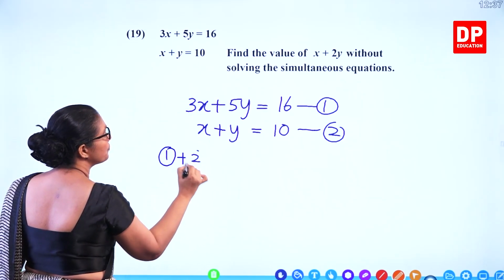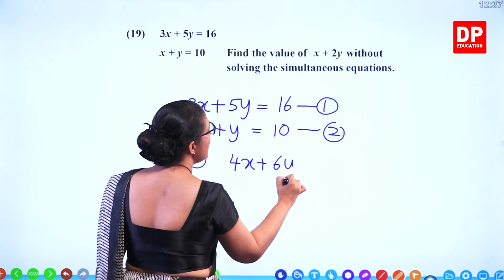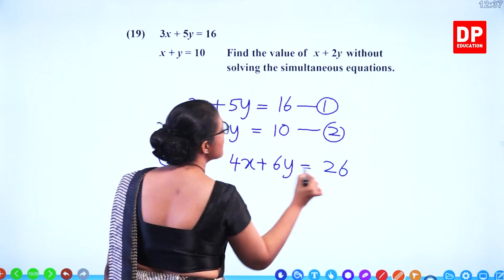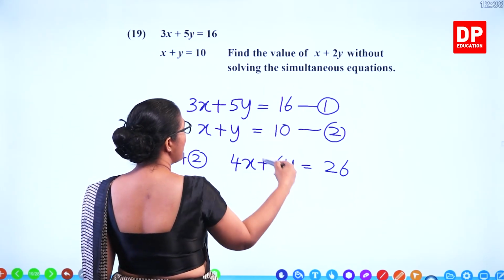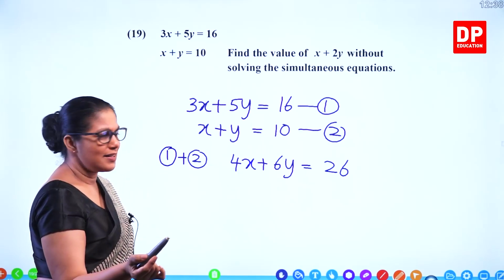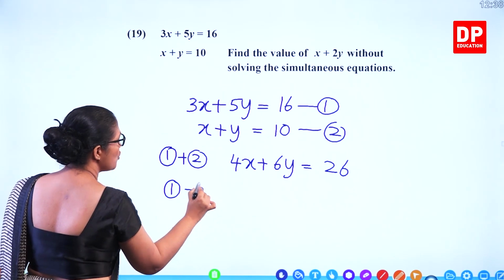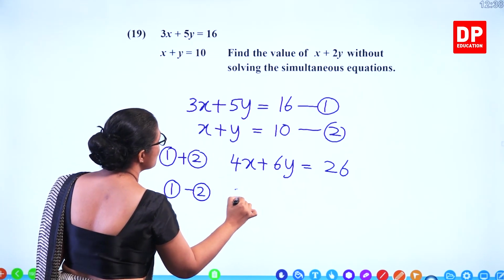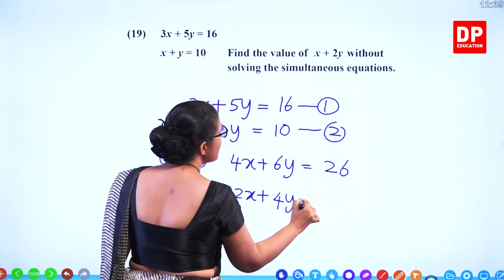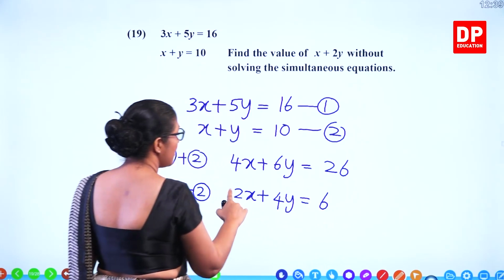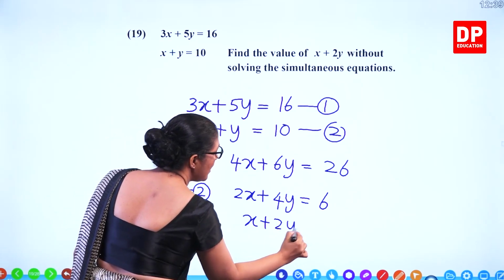1 plus 2. 3x and x becomes 4x. 5y and y, 6y. 16 plus 10, 26. Here, when you divide by 2, you are getting 2x and 3y. So you can't get from this. So we'll try subtraction. So 1 minus 2, what do you get? 3x and x becomes 2x. 5y minus y, 4y. 16 minus 10 is 6. Now when you divide this by 2, you get x plus 2y equals 3.